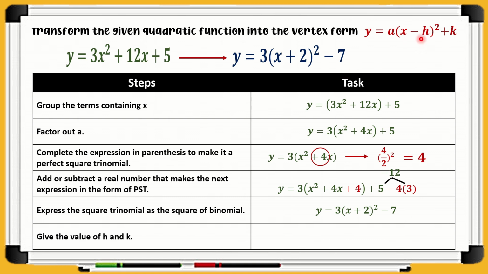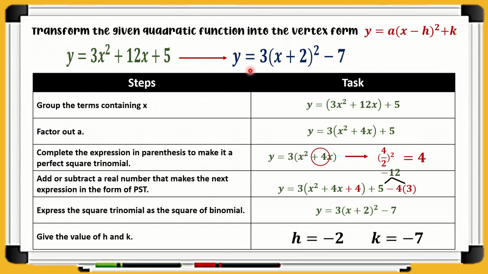Get the values of h and k, so just get the values that we obtained here. From positive 2, it becomes negative 2 because we got the value of x here. And from negative 7, the value of our k is still equal to negative 7. Like what I've said, whatever the constant that you obtain there, either positive or negative, it won't change the sign. Therefore, our k is equal to negative 7.